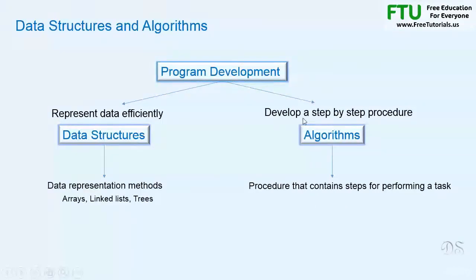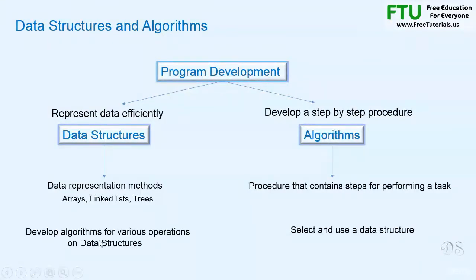Now, algorithms and data structures are closely related. When we implement an algorithm, we have to choose a particular representation of data. That is, we have to decide which data structure to use. And for using data structures, we have to develop efficient algorithms for various operations on these data structures like searching, sorting, traversal, etc.